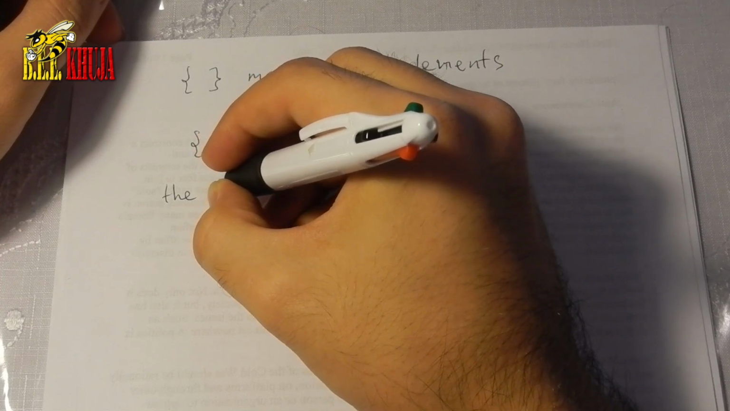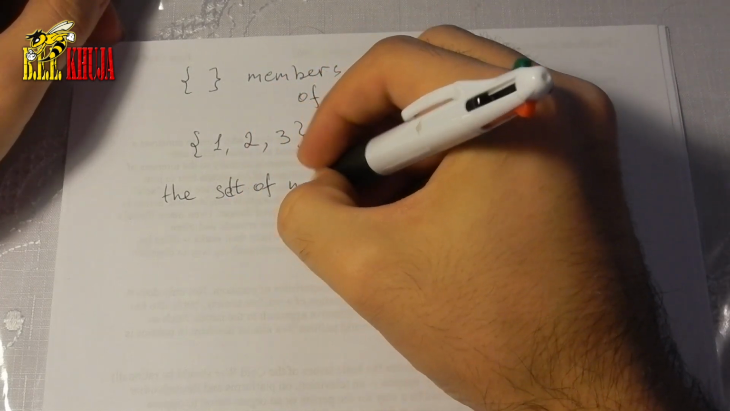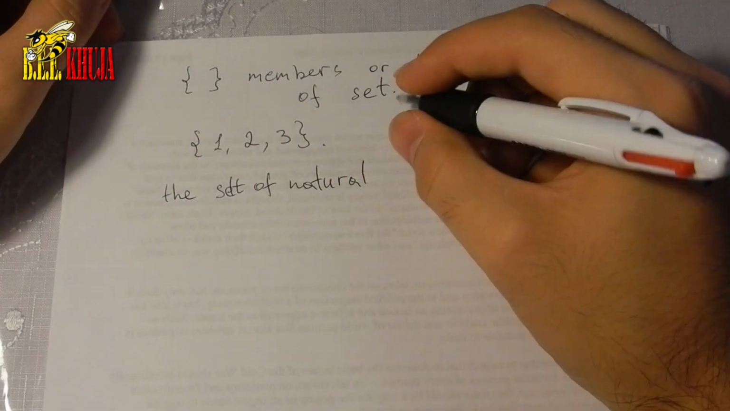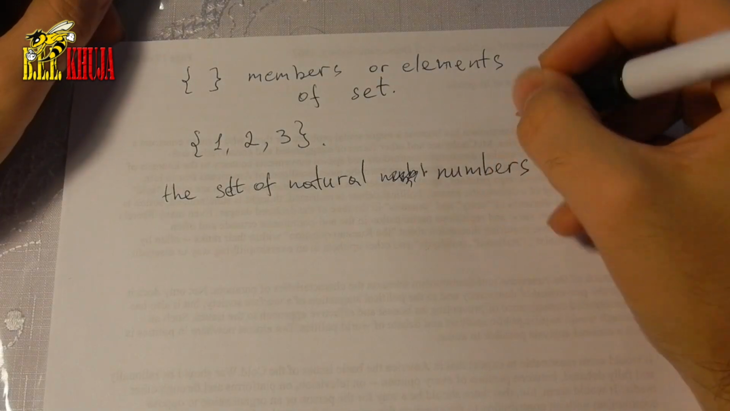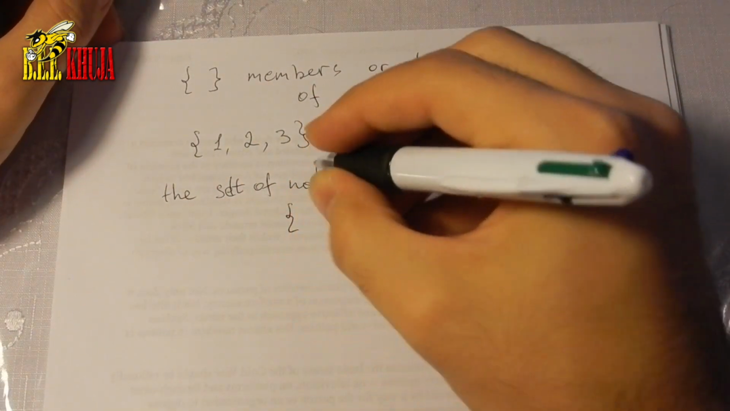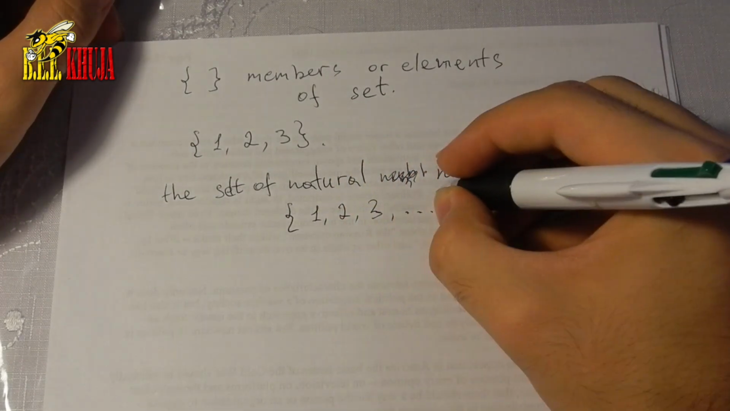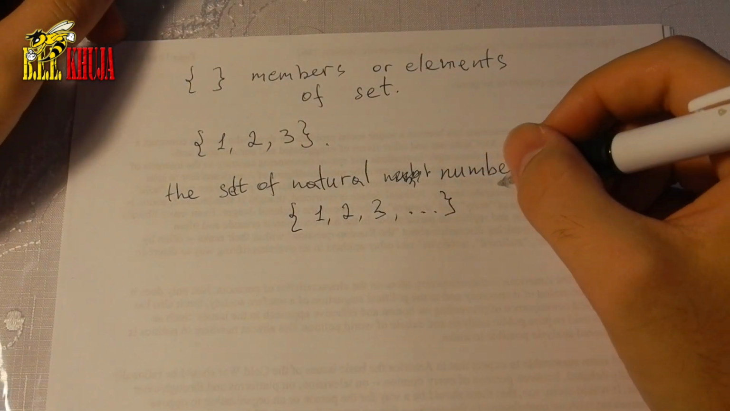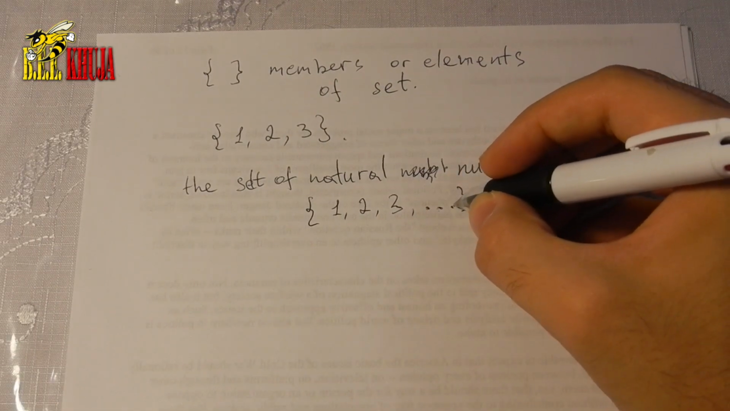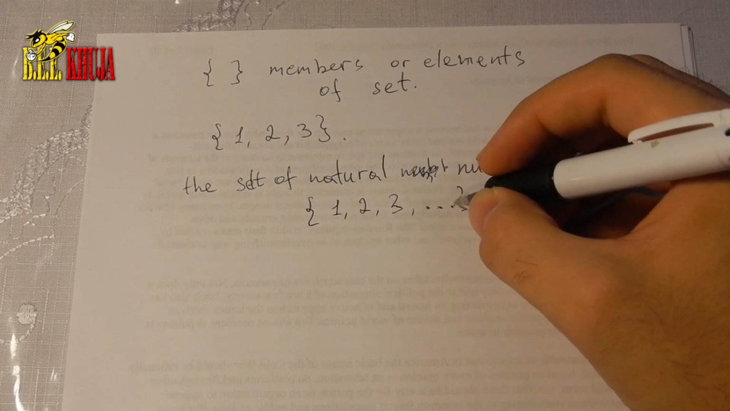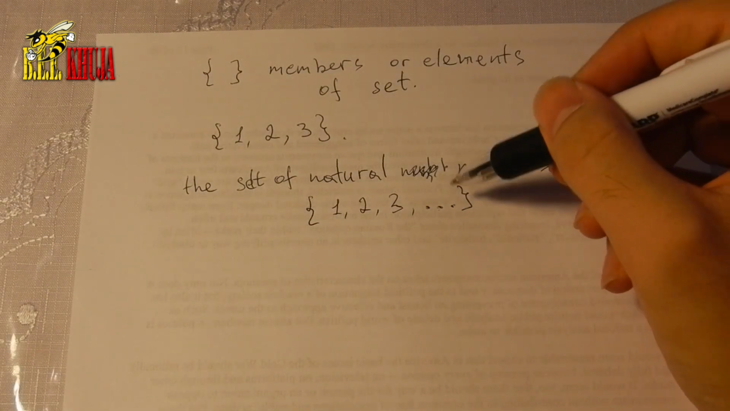Now let's begin with natural numbers. The set of natural numbers is written this way: braces 1, 2, 3, and so on. The natural numbers are the numbers that we usually count: 1, 2, 3, 4, and these 3 dots are called ellipses, and we use ellipses to show that the numbers after the comma continue infinitely.